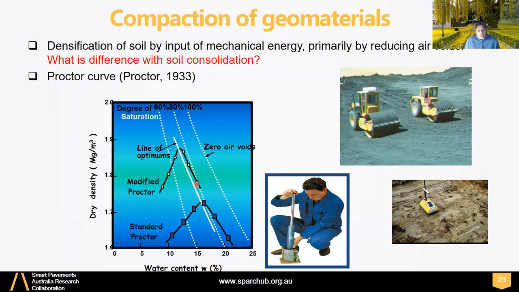This LOO basically has a certain degree of saturation. You can see the degree of saturation lines can be drawn. This is the 100% saturation, the 80% saturation, the 60%. So the line of optimums also will have a certain degree of saturation. That's an important thing to remember. Compaction in the field, of course, will be carried out by rollers, and the energy level input is not very clear in that, but densities can be measured using nuclear densometers and so on.